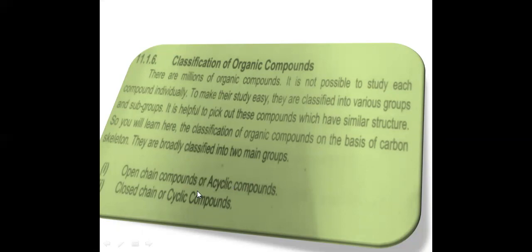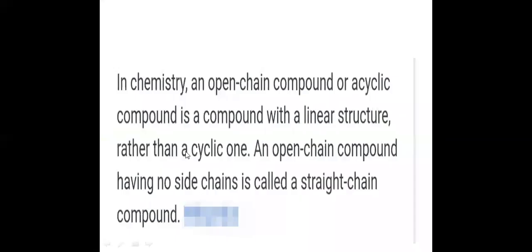chain or cyclic compounds. In chemistry, an open chain compound or acyclic compound is a compound with a linear structure, like a straight chain. All the carbon atoms are attached in a line or in a straight chain. And an open chain compound having no side chain is called a straight chain compound. As I told you, open chain compounds are of two types, straight chain and branch chain.